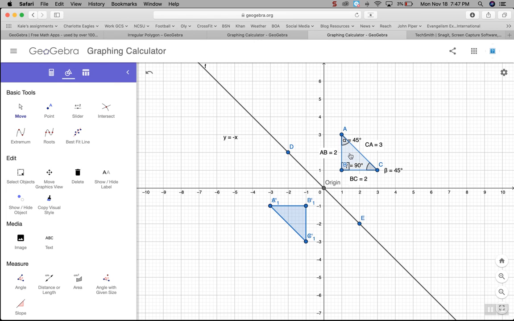And again, this is an irregular polygon because we see that our sides here are 2, but CA is 3. Our angles here are 45 and 45. Our angle here is 90.